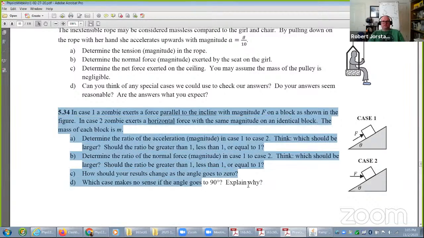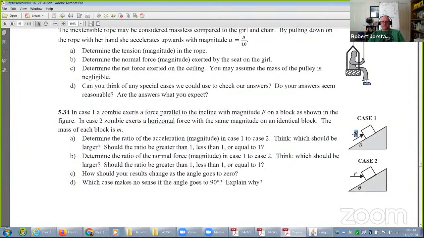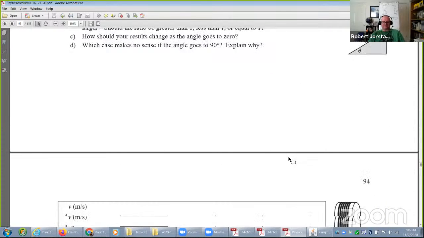Question 5.34. This one right here is a great problem for practicing your angles, because you could see one of them has it parallel to the plane, and one of them has it horizontal. And so this is a great problem for practicing the FBDs and seeing how they change. So if you need more practice with angles, this might be a good one to do after class.